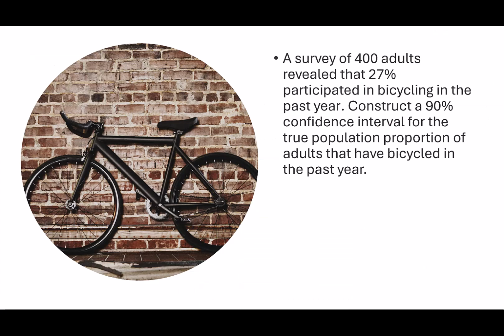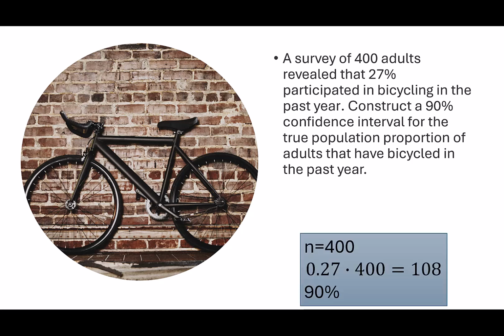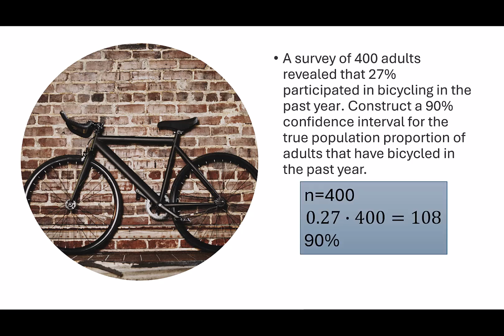This time, a survey of 400 adults revealed 27% participated in bicycling in the past year. We want to construct a 90% confidence interval for the true population proportion of adults that have bicycled in the past year. Once again, we can see that our N is given. It's 400. But we don't have the number of times the event occurred, so we need to figure that out before we go over to Minitab. That means we're just going to multiply 0.27 times 400, which is 108.